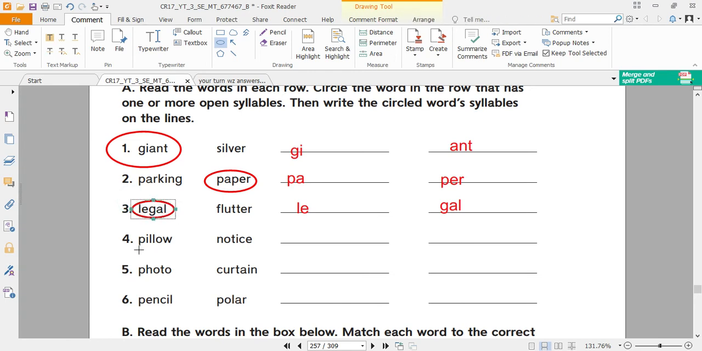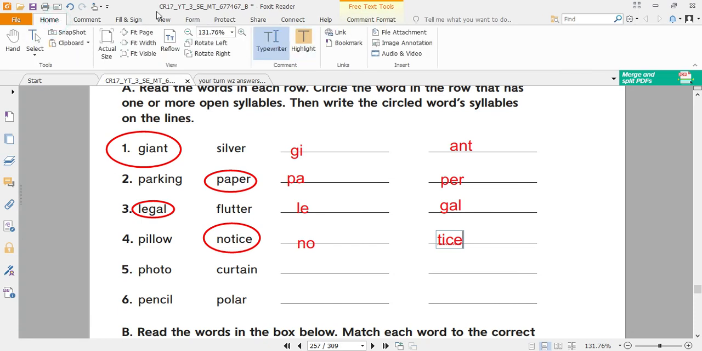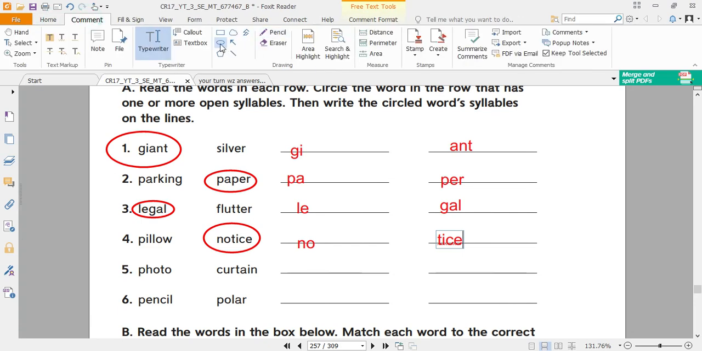Number 4, pillow. Notice. Pillow. Notice. It is notice and the syllables are notice. Number 5, photo. Photo. Curtain. Curtain. Yes, that's right. It's photo. Photo.